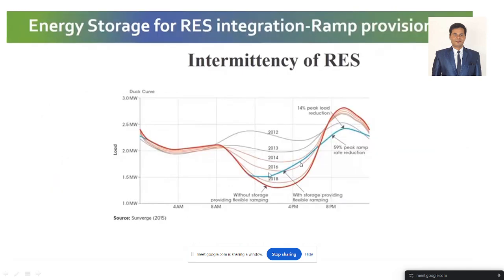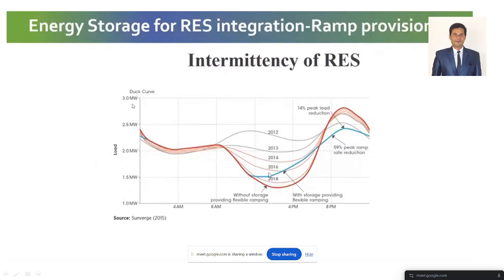This is how the intermittency of renewable energy sources happens. If you see with respect to 4 a.m., 8 a.m., 4 p.m. and 8 p.m., from 8 a.m. to 4 a.m. there is almost a drop in the curve without the storage, while the storage provides flexibility during this time. Most of the energy will not be utilized, so you can go for storage.